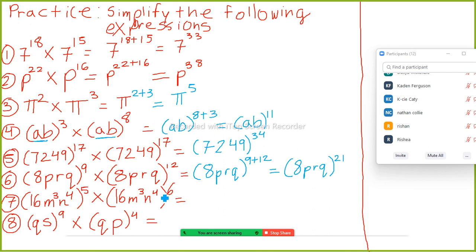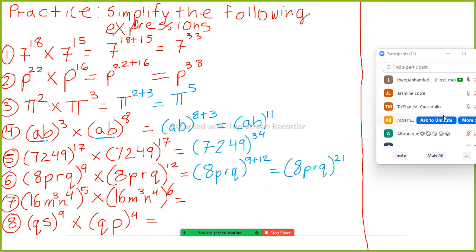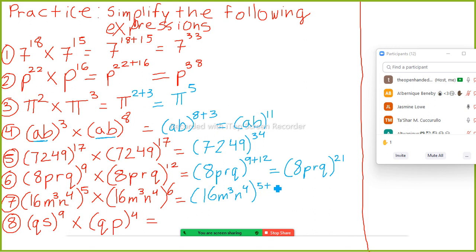All right, who is that? You do it. Oh, Jasmine. All right, Jasmine, go ahead. 16m to the third power and fourth power, 5 plus 6. Excellent, excellent. And what is your final answer? 16m to the third power and to the fourth power, and all that to the 11th power. Excellent. Very good.